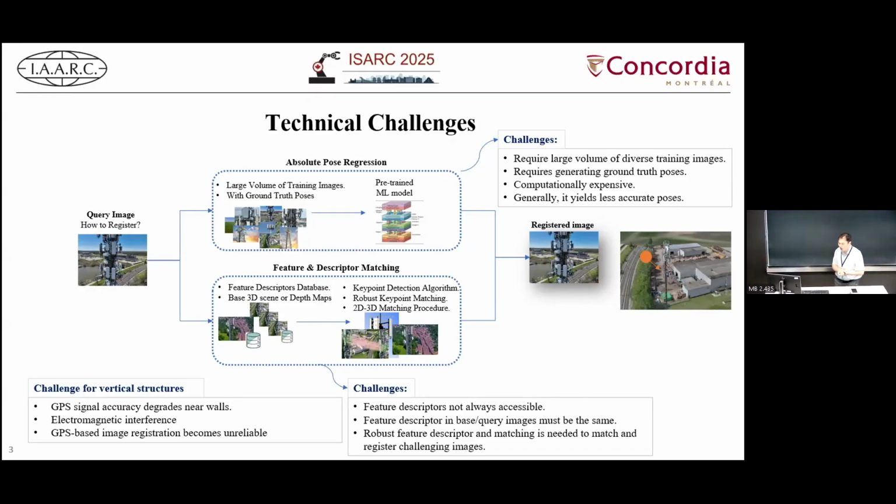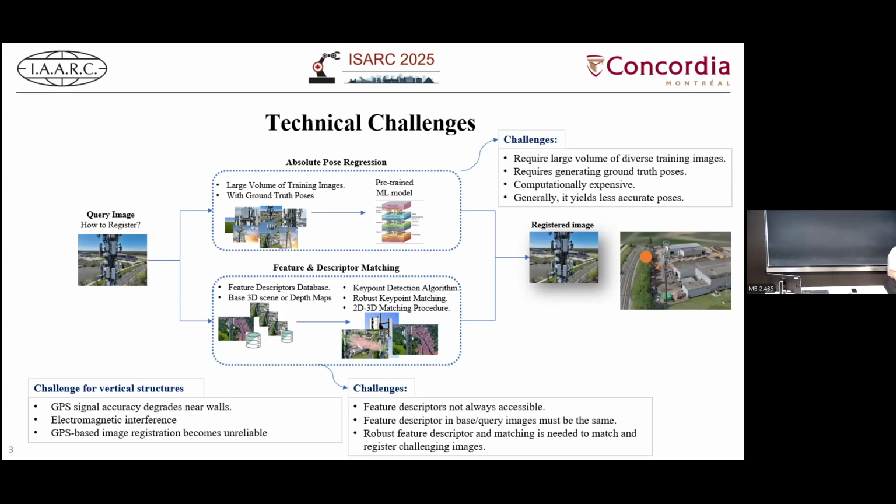So the more popular way is feature and descriptor matching. We extract features from the images, match them, and then get the 3D points, and then using a PnP solver and RANSAC, we find out the pose of the images. But the issue is we already have an SFM model. To match the features, we need some kind of descriptor database, so that the new images can be matched against this database.